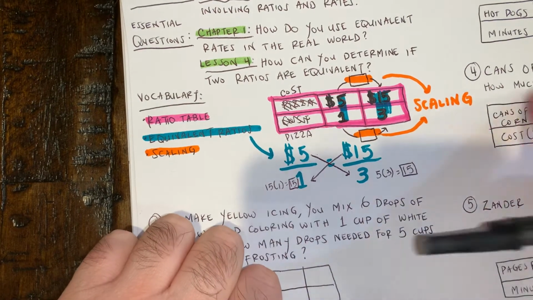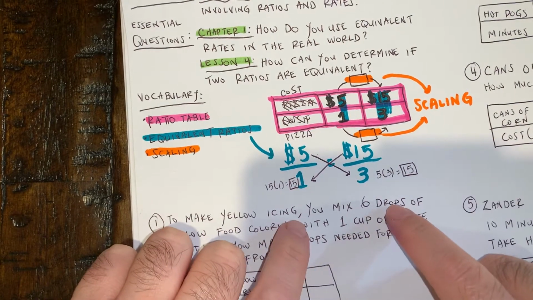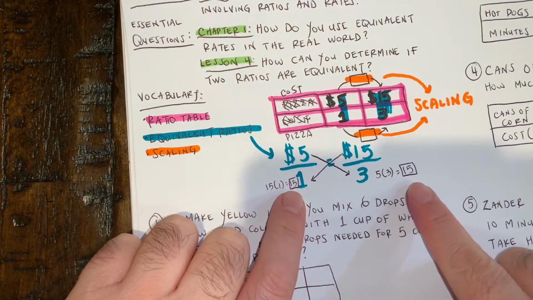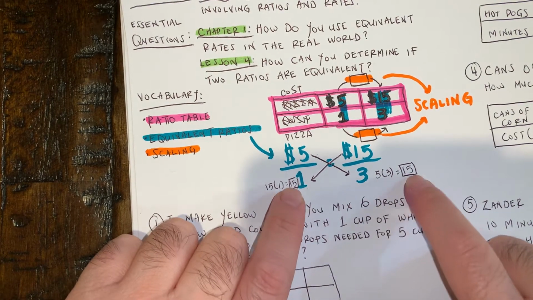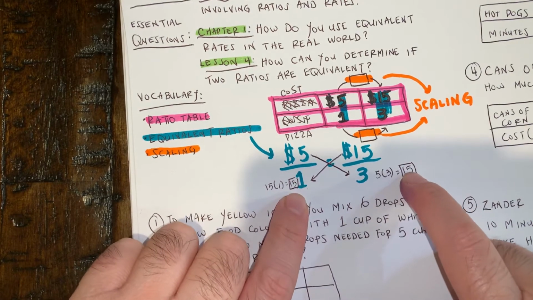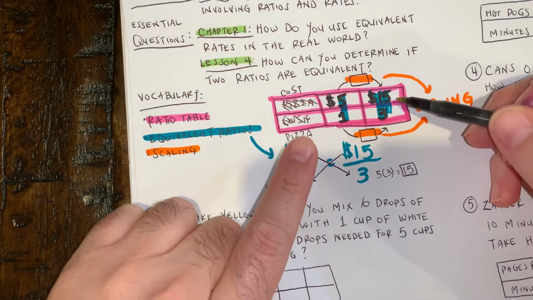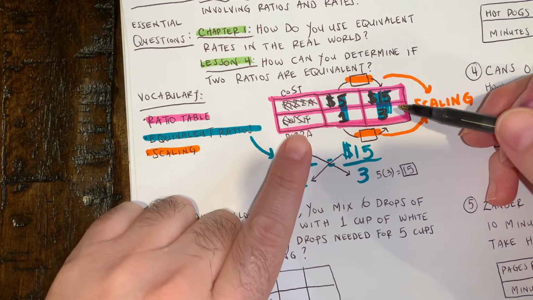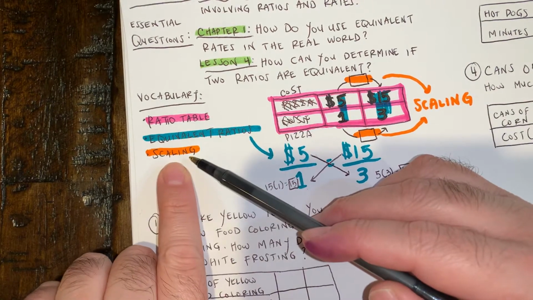All of the answers for all of these problems should always be an equivalent ratio, meaning that they always give you the same response. And if that works with your answer, then you know you did it correctly. So how are we going to solve ratio tables? How are we going to use ratio tables? We're going to be using scaling.